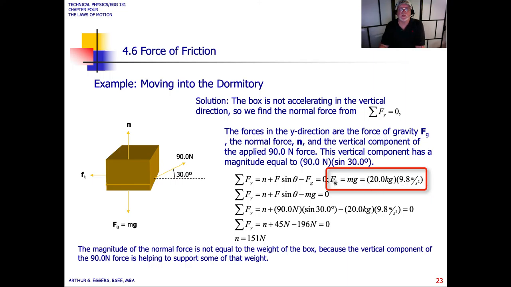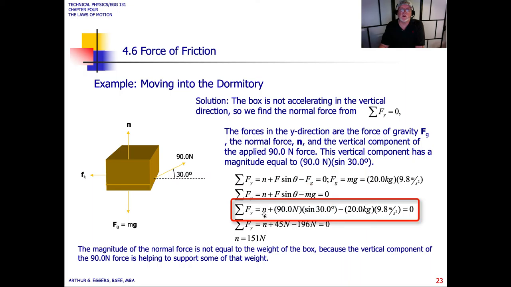So now in our relationship we use mg: the normal plus the tension times the sine of 30 degrees, or sine theta, minus mg equals zero. So we start dropping our numbers in here. We don't have a normal given to us, but we know that the upward component is going to add to that in the y direction. So the normal plus 90 newtons times the sine of 30 degrees minus 20 kilograms times 9.8 meters per second squared is again equal to zero. We are in equilibrium in the y direction.